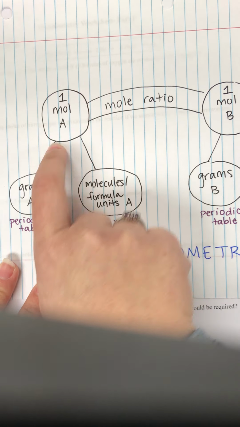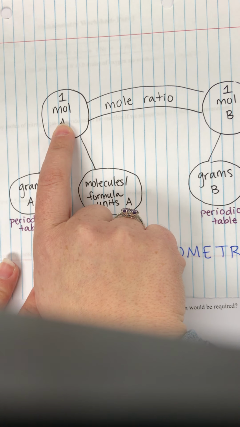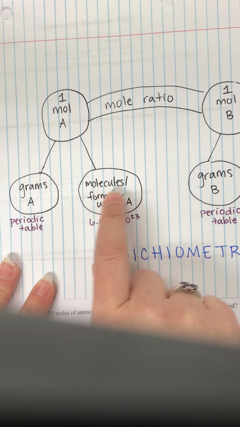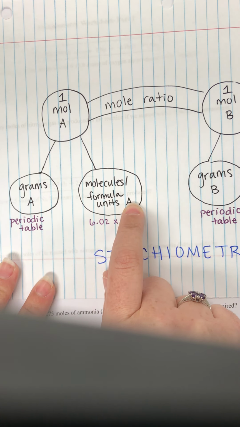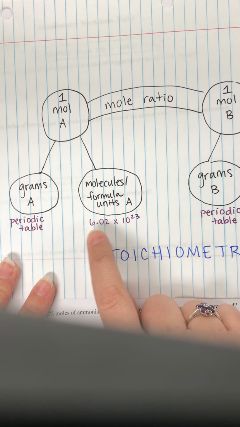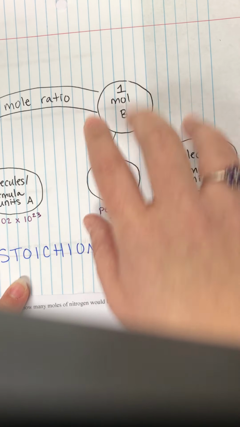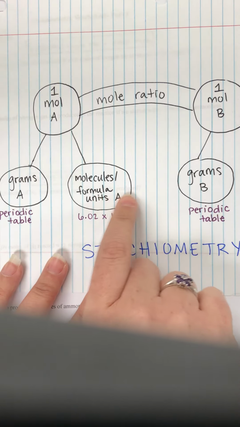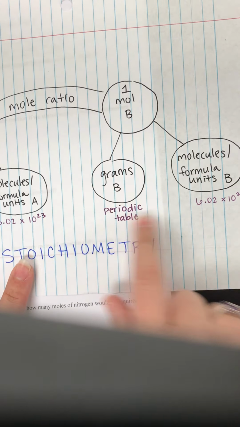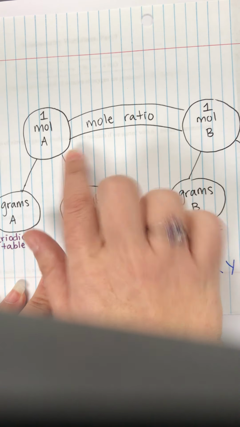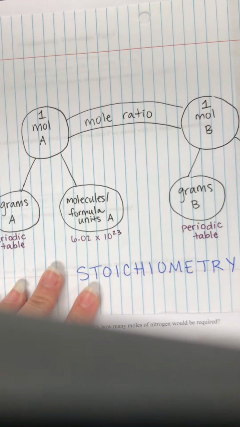Then this is 1 mole of A, the same substance, okay? And then down here is molecules or formula units of A, the same substance, and that number we've already talked about is 6.02 times 10 to the 23rd. Okay, the B side is exactly the same, just replacing all the A's with B's. Okay, same numbers, same everything. And then you have this thing in the middle connecting them called the mole ratio.